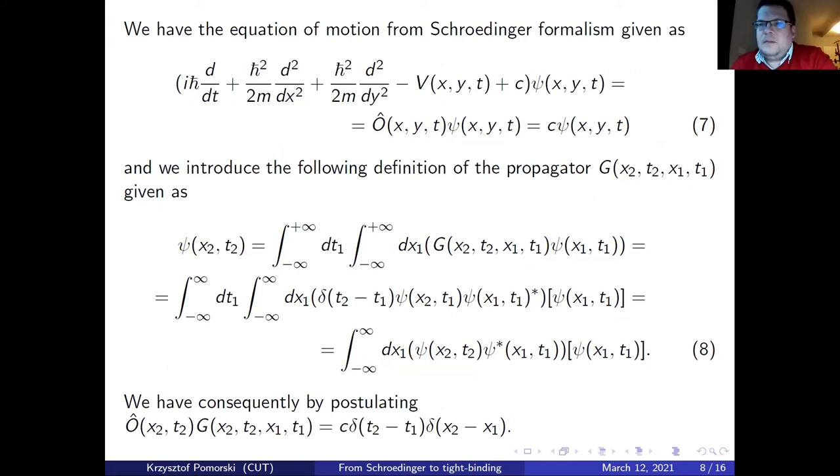All right. And so before going into details of derivations that are a bit time consuming and a bit tedious, I'm going to briefly give you a sketch of the propagator formalism that will be useful in our considerations.